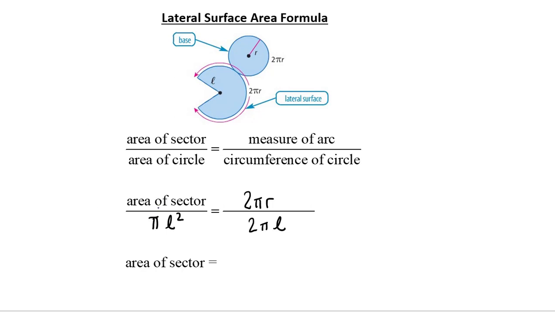Now first let's see what we can cancel on this right side. I can cancel those. And now if I multiply by pi slant height squared, one of those slant heights cancels with one of those. We get, for the area of our sector, pi times the slant height times the radius. So what does that mean? That's our lateral area.